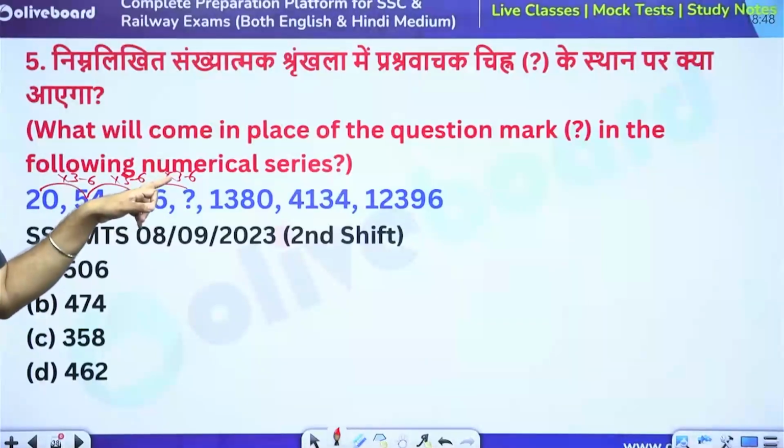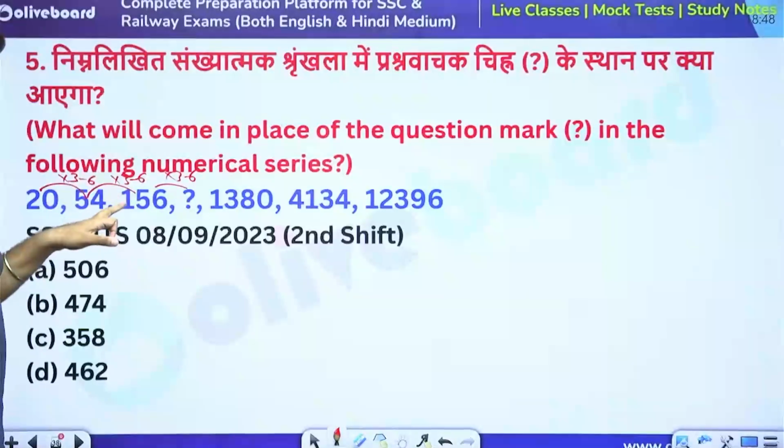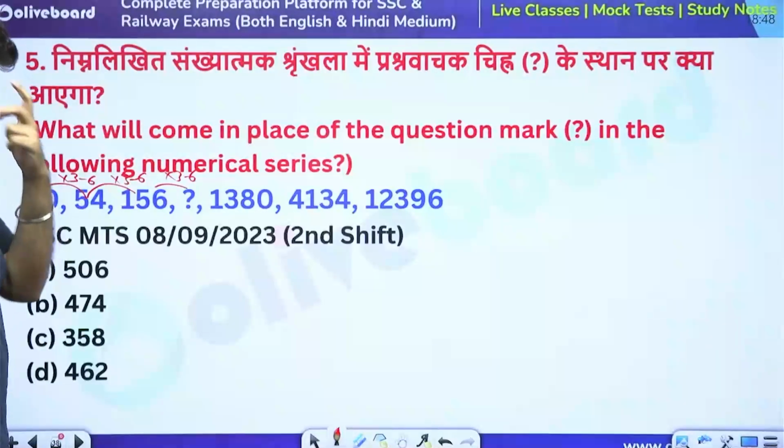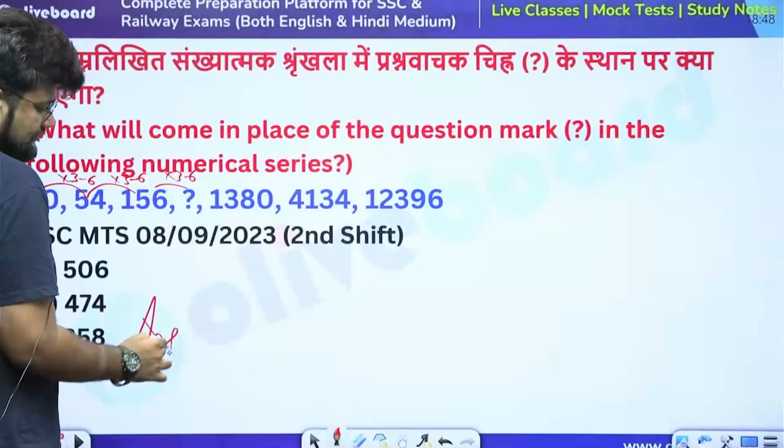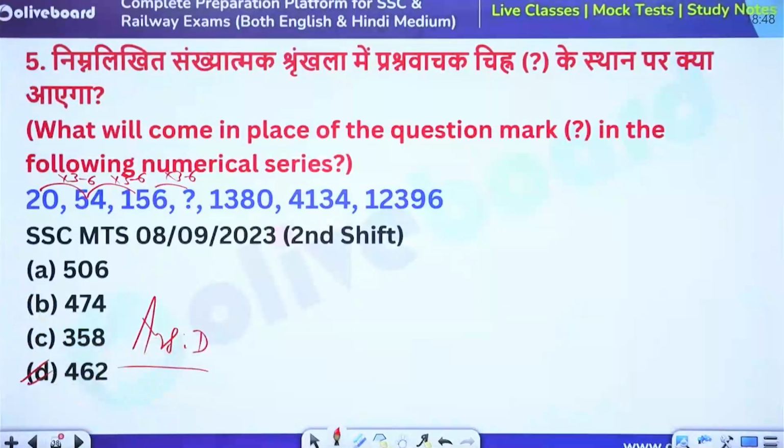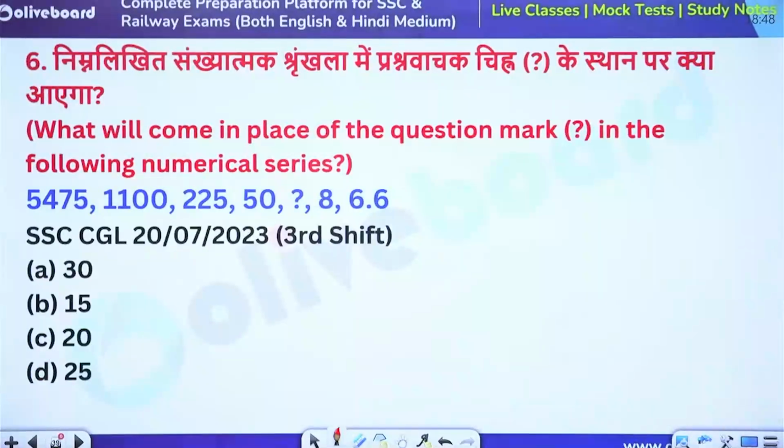56 multiplied by 3. Now multiply digit wise. So 150 into 3 is 450. 6 into 3 is 18. So 450 plus 18 is 468. Minus 6 is 462. Option D is my correct answer. Okay. Learn to utilize digits. Digit wise addition, digit wise multiplication. That is what helps. Correct, good. Now try this one.